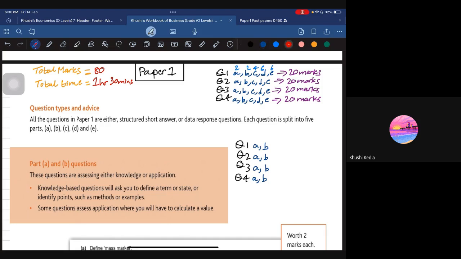So, Khushi, which assessment objectives are required in A and B overall that you see? Knowledge. If he asks you to calculate something using the data, then what? Then application. Yes. So basically, knowledge or application, right? Yes, sir. So it means that we have A1 and A2 to discuss in all of these parts.